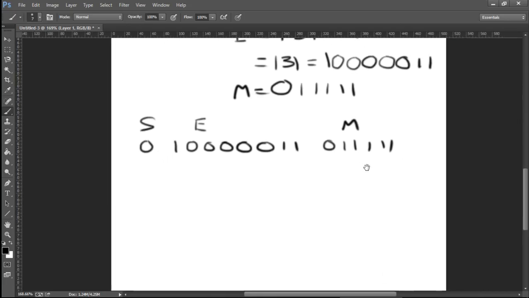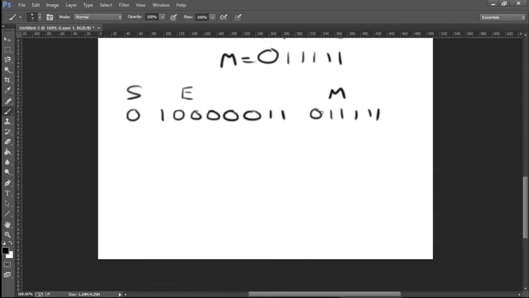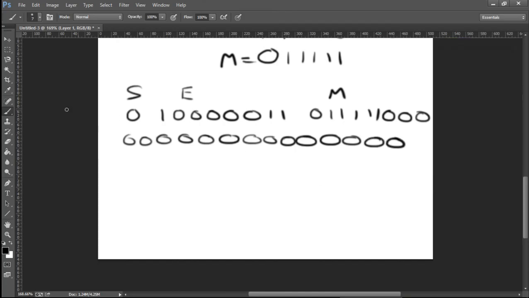Then the mantissa is 011111. Now the biggest problem is, even with a single floating point number, the mantissa is much longer than what we've got here, so we have to fill it up with zeros. A single floating point mantissa is 23 bits. We've got 1, 2, 3, 4, 5, 6, 7, 8, 9, 10, 11, 12, 13, 14, 15, 16, 17, 18, 19, 20, 21, 22, 23. And that's our answer there.